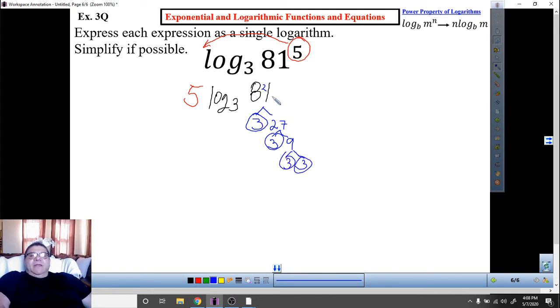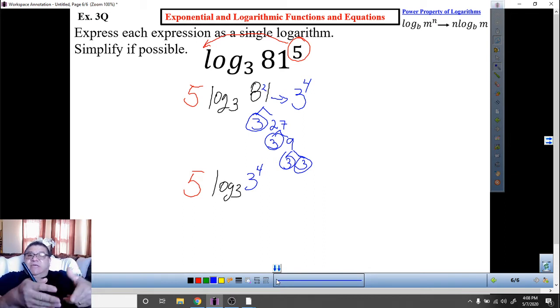So how can we write 81? 81 is written as 3 to the 4th power. Alright, let's write the whole thing and see what it looks like again. We got 5. That's multiplying what? Log 3, and 81 became what? 81 became 3 to the 4th power.